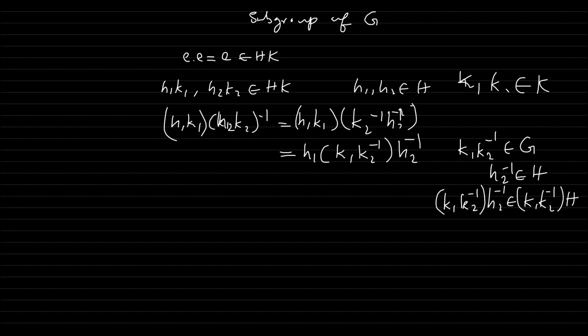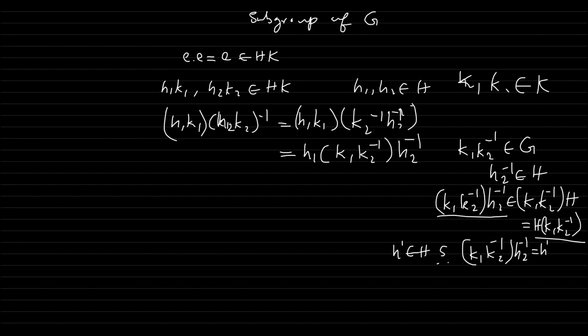And here H is a normal subgroup. Therefore, this left coset is equal to H K1 K2 inverse, right? And hence we can say that this element is in this right coset. So there exists an H dash in H such that K1 K2 inverse H2 inverse is equal to H dash K1 K2 inverse.